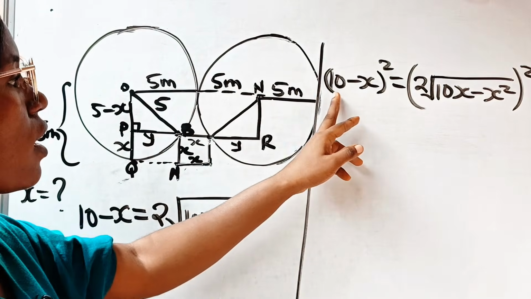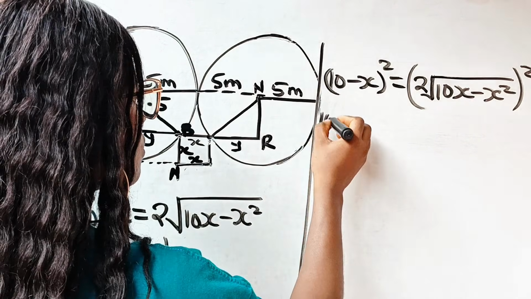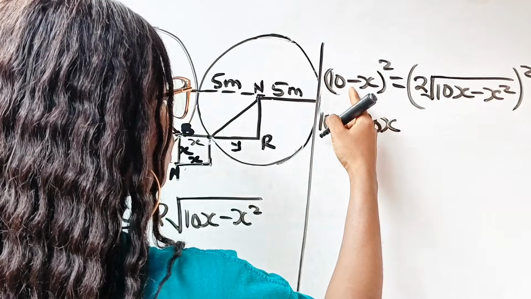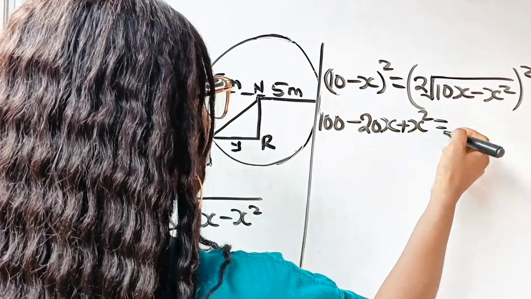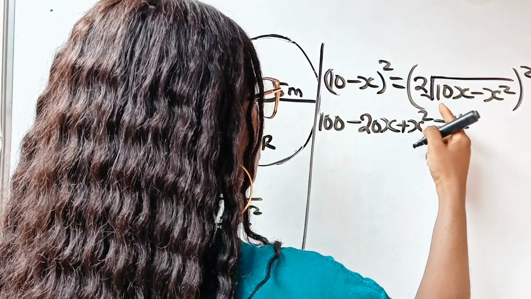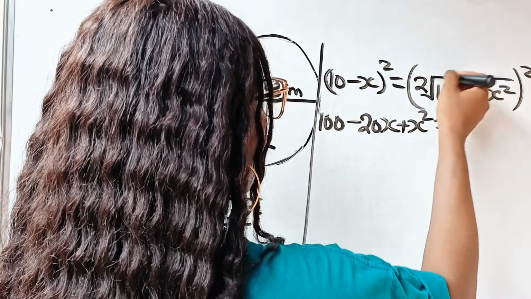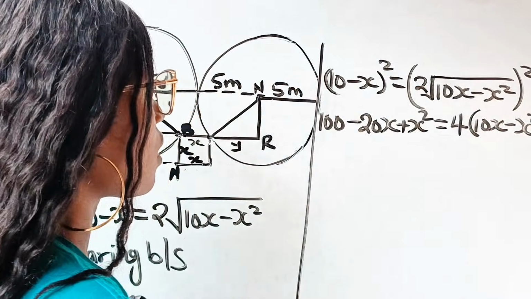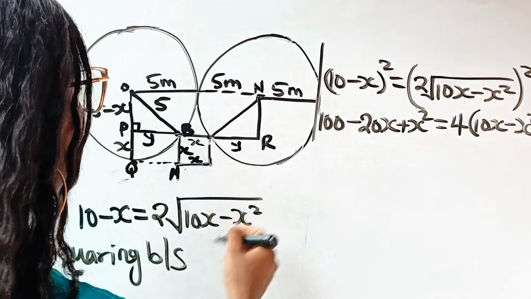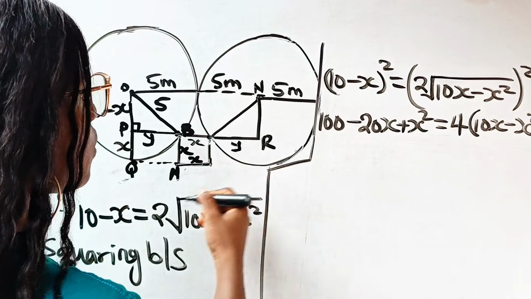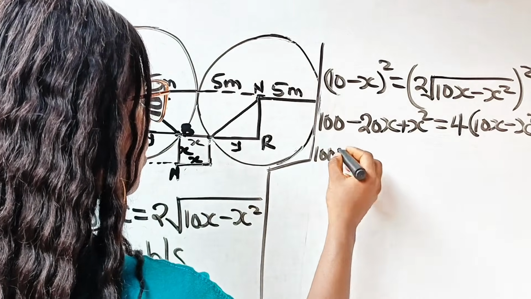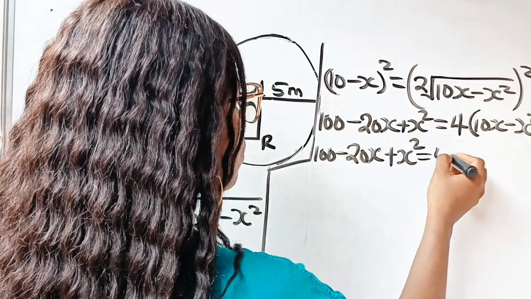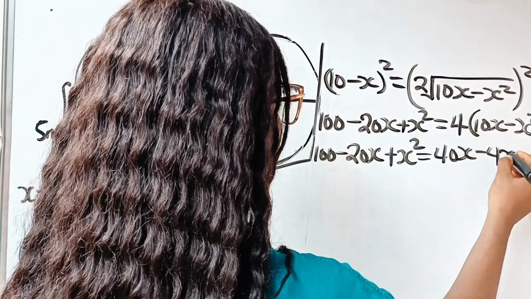So if we expand this, we have 10 squared, which is 100, minus 2 times 10 times x, which is 20x, plus x squared, is equal to 2 squared, which is 4, and this squared, we remove the root, we are left with 10x minus x squared. So if we open the brackets, we are going to have 100 minus 20x plus x squared is equal to 40x minus 4x squared.